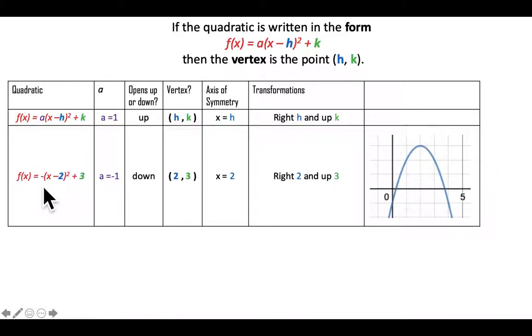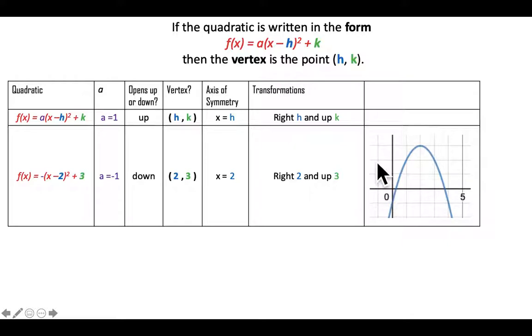All right, so here's an example of an equation that is in vertex form. So we can tell from this that we have x minus 2 squared plus 3. So let's look first at what our a value is. Our a value is a negative 1. So that means that it's going to frown. It's going to point downward. The x value of the vertex is going to be positive 2, and the y value of the vertex will be positive 3. So here's our vertex. Then the axis of symmetry is just going to be x equal to the x value of the vertex. And the transformations indicate that we're going to move the parabola right 2 units and up 3.